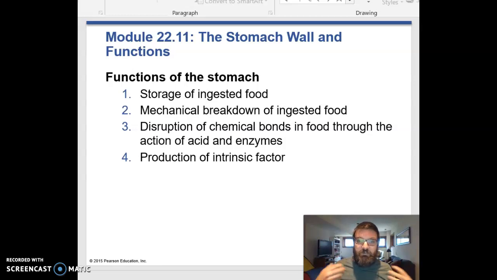So, technically, storage of ingested food is important, but you could eat a little bit all day long. You can chew your food really well if you couldn't mechanically break it down in your stomach. You have other protein digesting enzymes in your small intestines, so really, oddly enough, the key feature of your stomach that is not replicated anywhere else is the production of intrinsic factor.